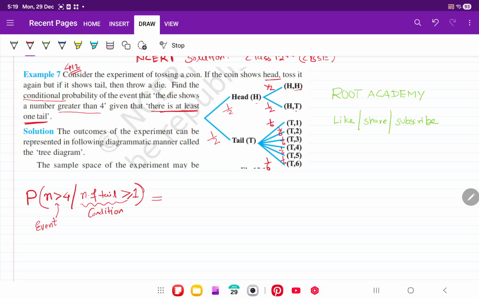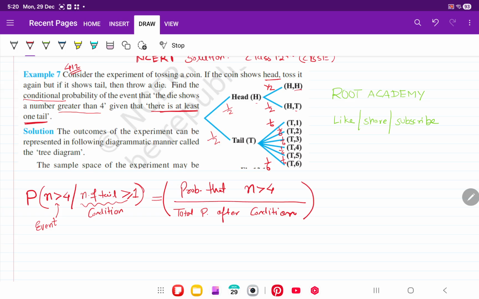So by logic, what is the formula we use here? Total probability after the condition, only when you apply the condition. And on top we take the total number of cases, either the total number of cases according to the event, or you take the probability that the number is more than 4. So this is the logical probability formula. Okay, so let me apply.